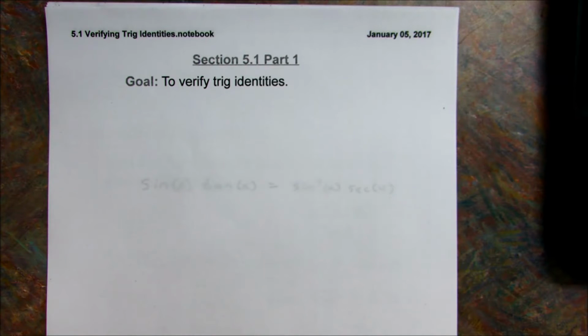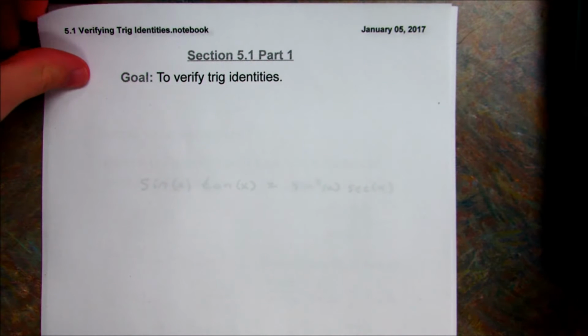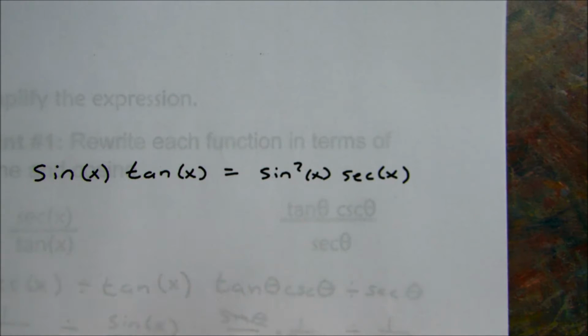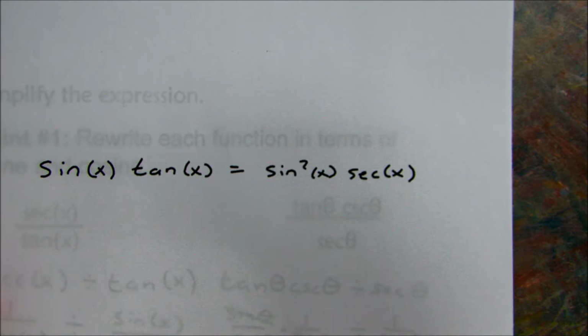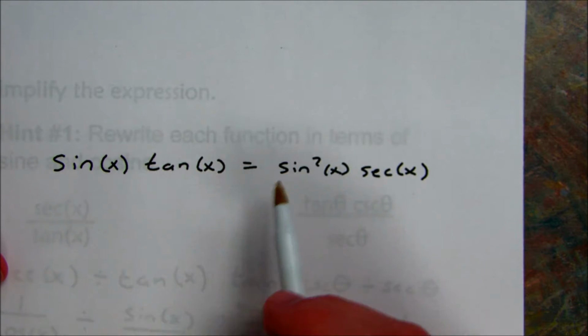I'm going to go over the basics of how to verify trig identities. Now, the first thing is to know what in the world is a trig identity. Well, a trig identity is something that looks like this. It's when we have two trig functions, or a combination of trig functions, equal to each other. And basically what we're trying to do is verify that the left side is equal to the right side.